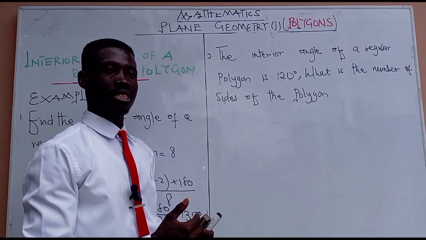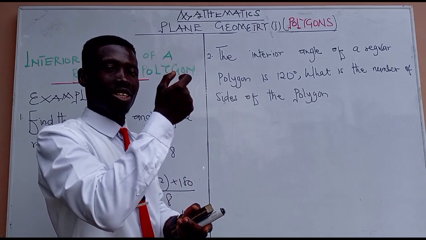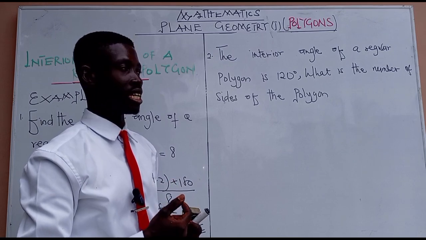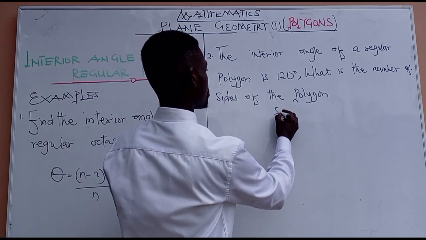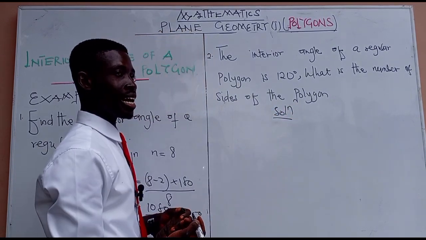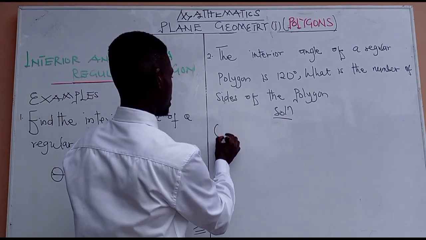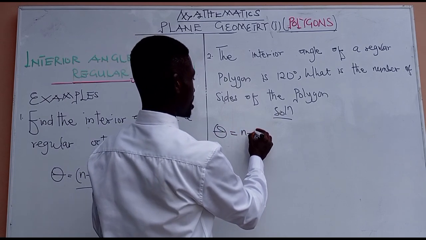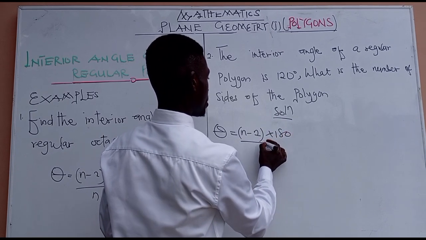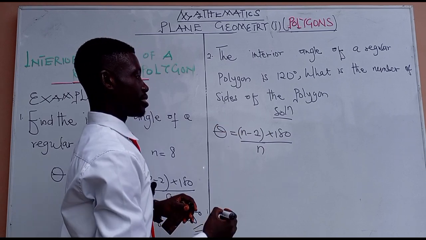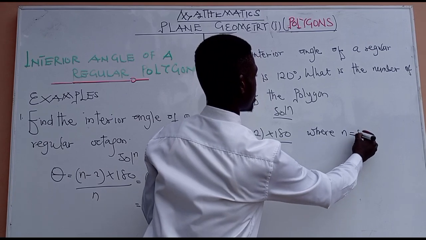With this one, one interior angle of the polygon has been given, and we are to determine the number of sides of the polygon. So now we know that each interior angle of a regular polygon is given as (n minus 2) multiplied by 180, all over n, where n is the number of sides that we are looking for.